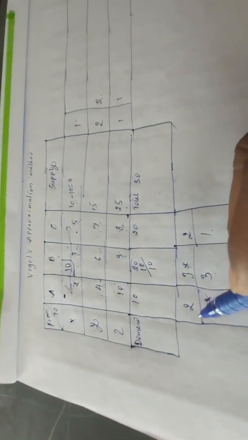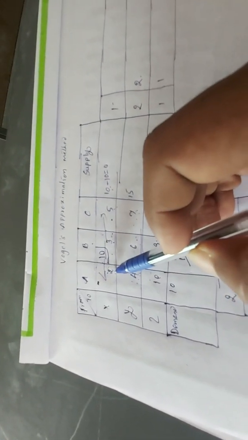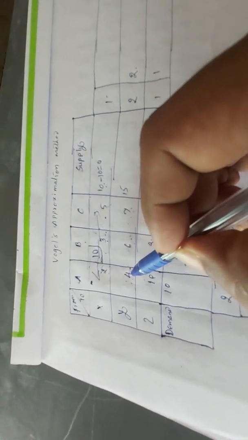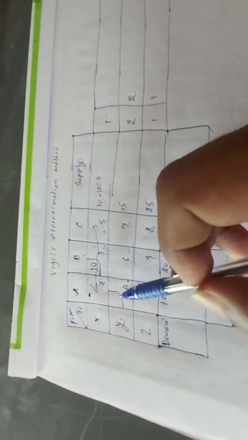In this column we have to select a minimum value. In this column 3 values are there, 2, 4 and 10. This 2 has been eliminated, so we don't need to consider this one. Only 2 values are left in this column, 4 and 10. In these 2 values, 4 is the lower value, so I am going to select this cell. So I have selected this cell.